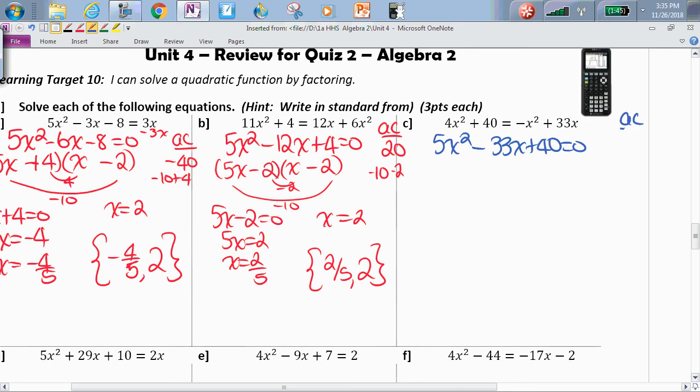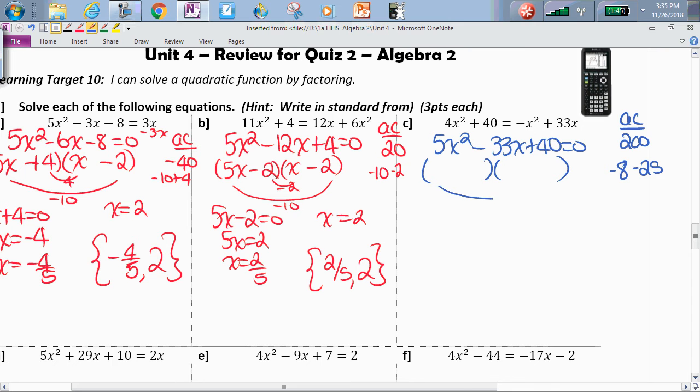This next one, pull over this x squared, I get 5x squared minus 33x plus 40 equals 0. So AC this time is 200, much bigger numbers. So you could take 200 and break it down, that would be 2 and 100, and then we've got 4 and 25. You can break it down different ways, but we've got to find two numbers that multiply to make 200, but add to make 33.